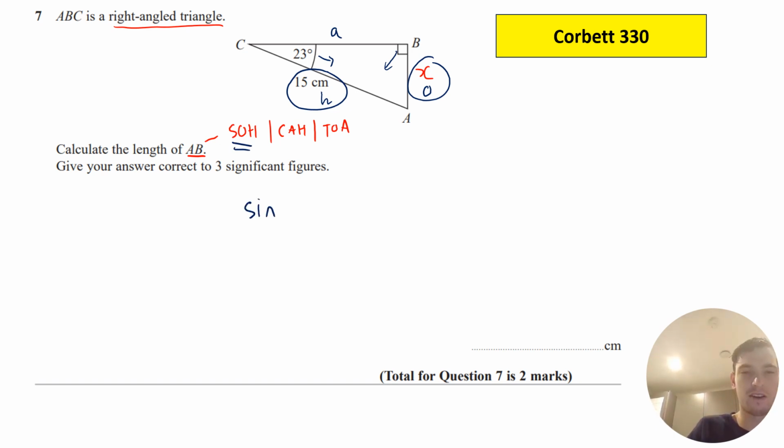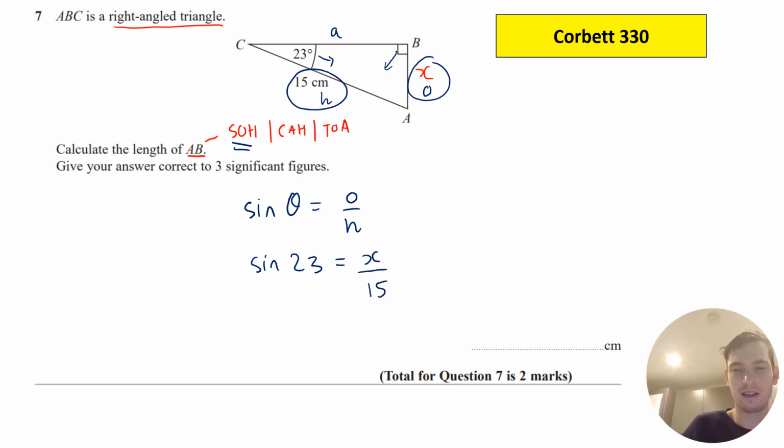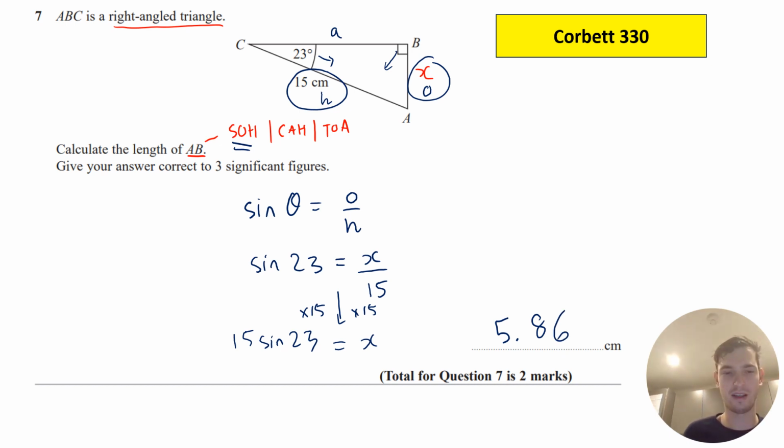Let's write that out. Sine theta equals O over H. And then my angle is 23. And then I need to solve this equation. Always going to multiply by my denominator. So 15 sine 23 equals x, which in the calculator, 3 significant figures, 5.86. Next question.